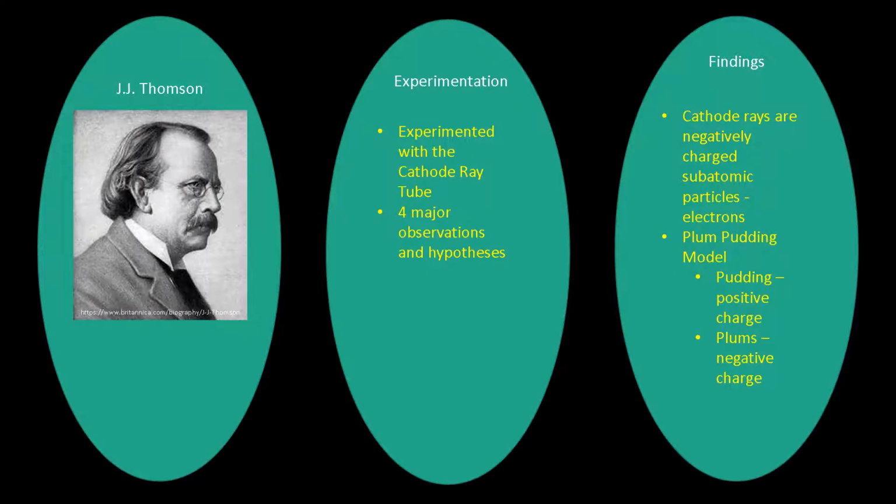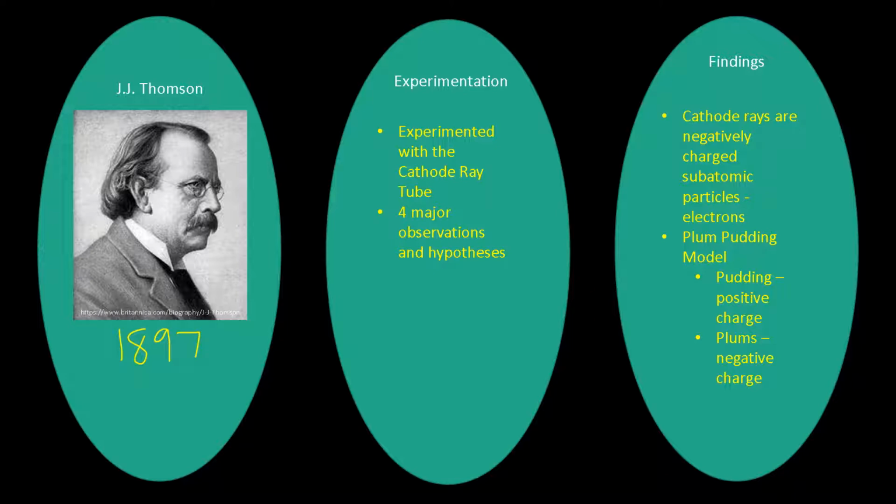Next, we're going to take a look at J.J. Thomson. J.J. Thomson conducted his famous experiments in 1897. He experimented with the cathode ray tube, and he had 4 major observations and hypotheses, which we are going to go through. His first observation was that ray properties are independent of the cathode material, and this led to the hypothesis that cathode ray stuff is a component of all materials.